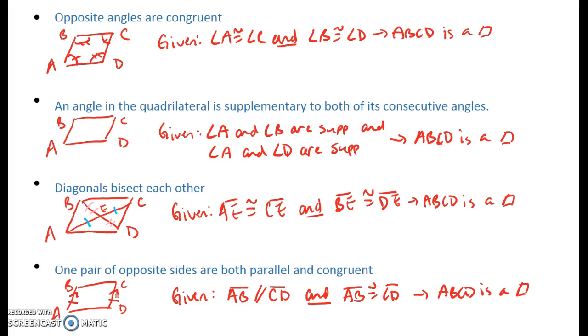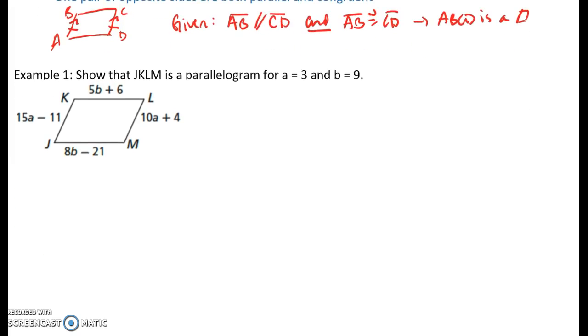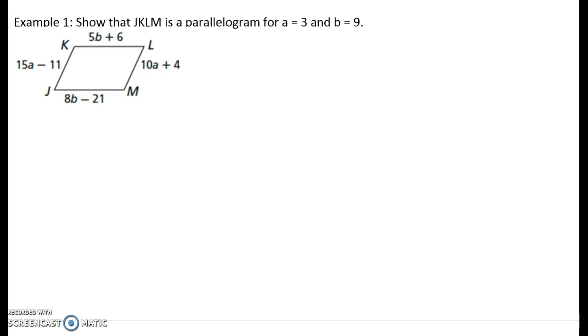So these are things you want to think about and remember as we deal with trying to prove a quadrilateral is a parallelogram. So if you look at example 1, that's what I'm asking you to do here. Show me that JKLM is a parallelogram when A is 3 and B is 9. How do I do that? Well, notice this information is all about sides. So how would I know if we have a parallelogram just given information about sides? Well, remember, if opposite sides are both congruent, then we've got a parallelogram. So why don't we show that? So let's go ahead and work out the different side lengths.